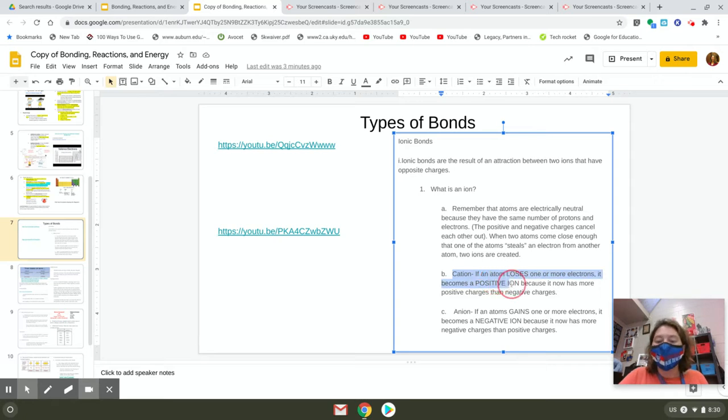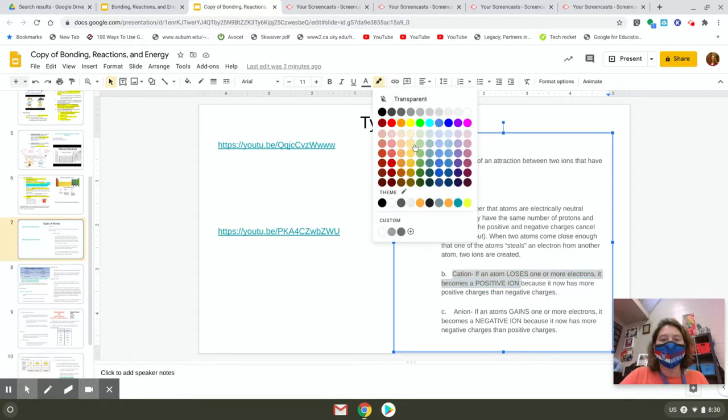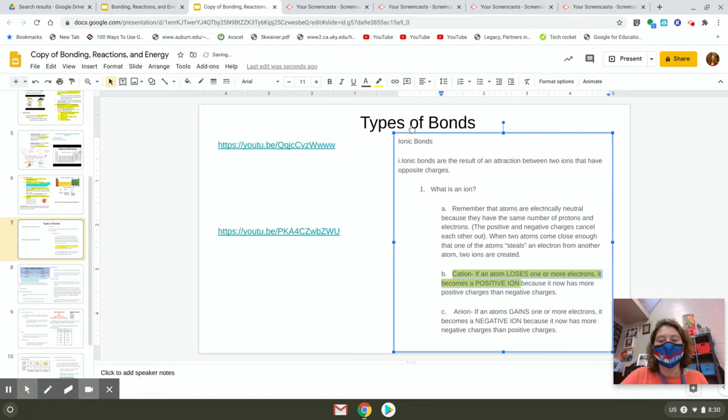So the cation, if an atom loses 1 or more electrons, it becomes a positive ion. Highlight that statement. Cation. If an atom loses one or more electrons, it becomes a positive ion. What charge do electrons have? Negative. Electrons have a negative charge. So if you lose electrons, you're losing negative charge, which means that atom is now positively charged, right? It is understood that that is the case.